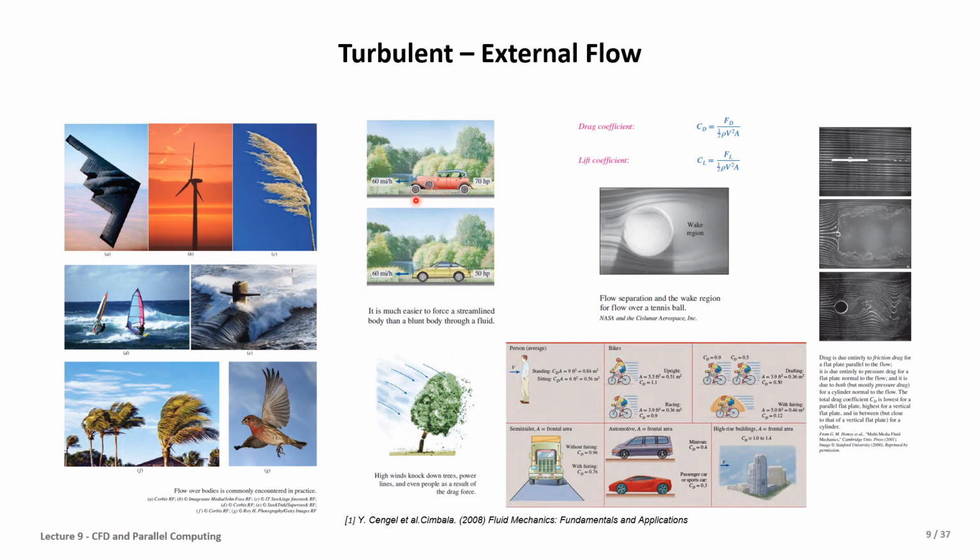When it wants to reach 60 miles per hour, it needs 70 horsepower. But with this design, it can reach 60 miles per hour with 50 horsepower. That means with a different design, reducing some of the forces from the flow, we can reach a specific velocity with less power. This is another example of high speed, and how it can knock down trees.